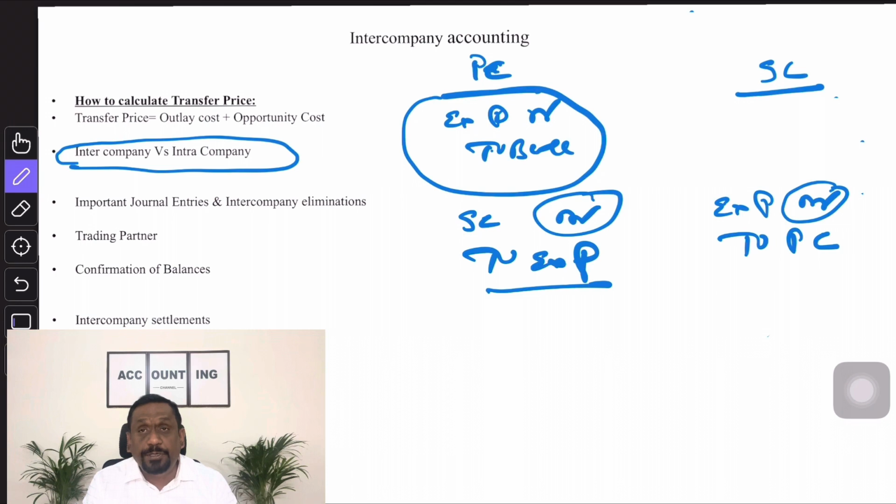Hence, this will be shown as an expenditure in the subsidiary company books, because all expenses and losses have to be debited as per nominal account. So the subsidiary company debited the expense account. And why credited the parent company? Because this amount has to be paid back to the parent company. The parent company is the giver. So the parent company account is credited.